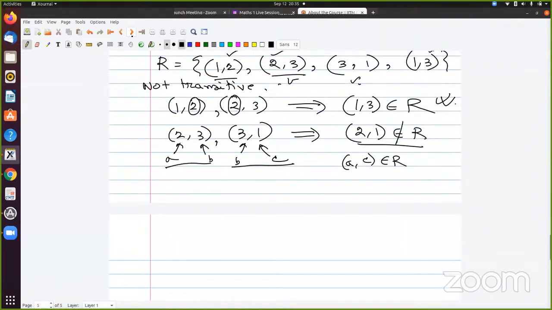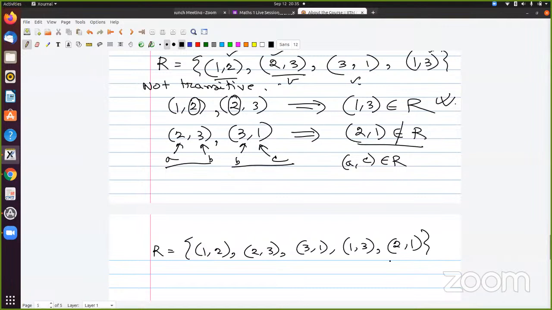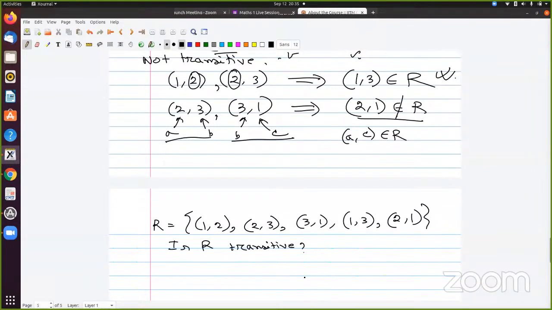Now, suppose I am adding one more element to this set. Let's go deeper into this. So 1 comma 2, 2 comma 3, 3 comma 1, 1 comma 3 was there. Now I am adding 2 comma 1. So these 4 elements were there earlier, and I am adding one more element, 2 comma 1. Now is R transitive? No, sir. Why? Can someone tell me?